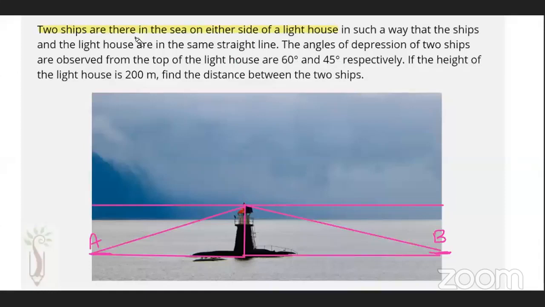Let's read it. Two ships are there in the sea on either side of the lighthouse in such a way that the ships and the lighthouse are in the same straight line. Have I drawn that way? Yes, ma'am. The angles of depression of the two ships as observed from the top of the lighthouse are 60 degrees and 45 degrees. Ramakrishna, you'll help me, which point should I mark as 60 and which point should I mark as 45?